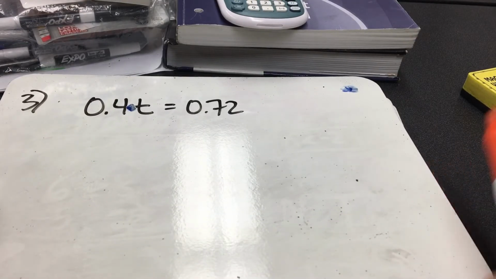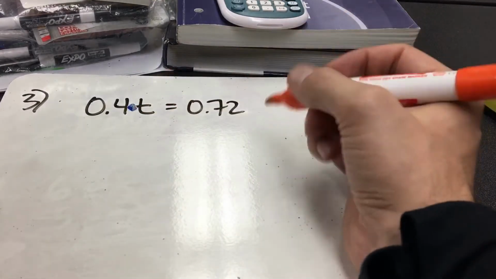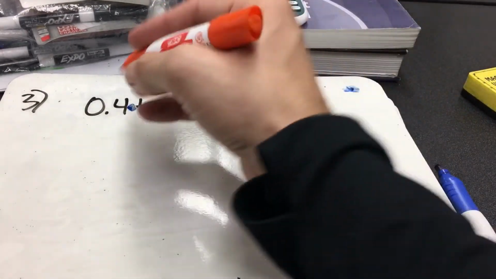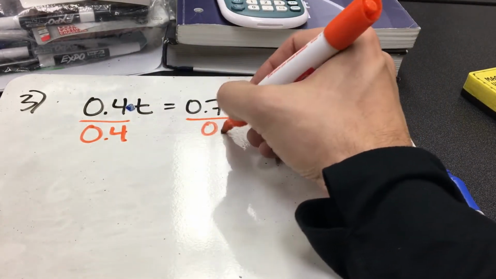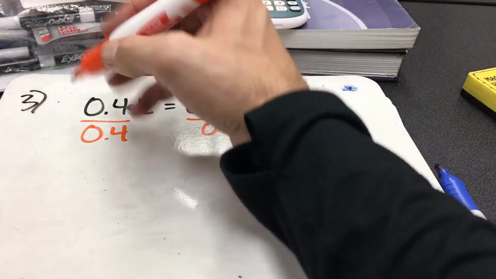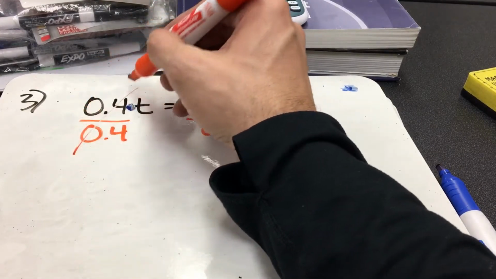So if I want to solve this for T, I'm going to have to undo what's happening to the letter T. Instead of multiplying by 0.4, I want to do dividing by 0.4. And whatever you do on one side, you need to do the same thing on the other side to keep it equal. Here, anything divided by itself equals 1.